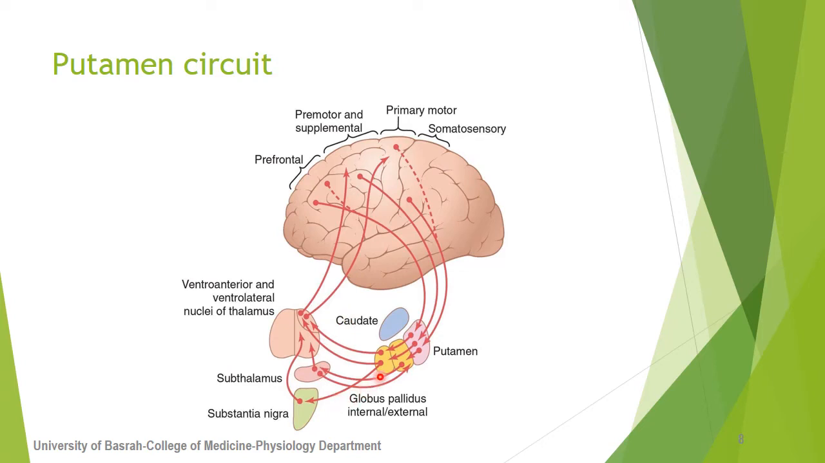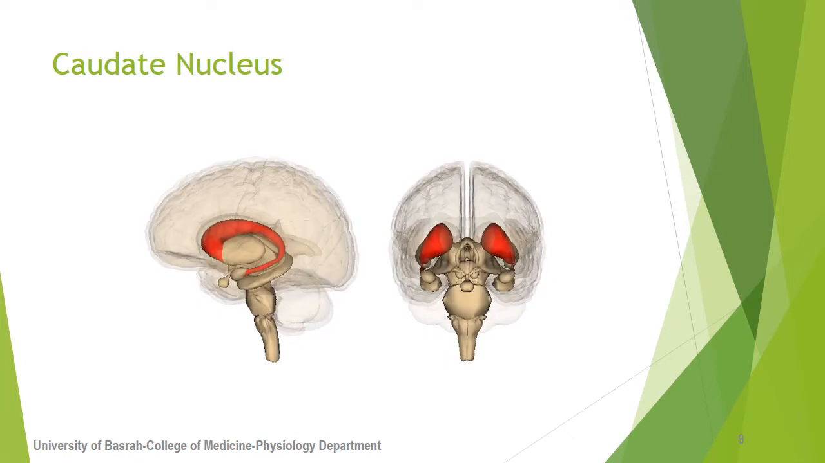We say that we have other circuits within the basal ganglia. There can be a connection between the putamen, the globus pallidus, and then to the substantia nigra and to the subthalamic nucleus. This is another connection and other circuits inside the basal ganglia. But here we focus on the putamen circuits, which pass through the globus pallidus and then to the thalamus. This is the first circuit.